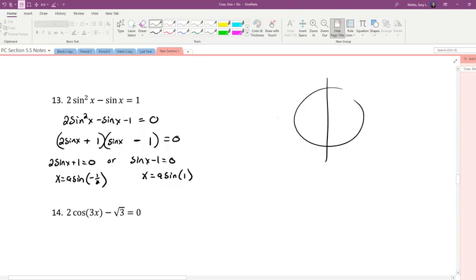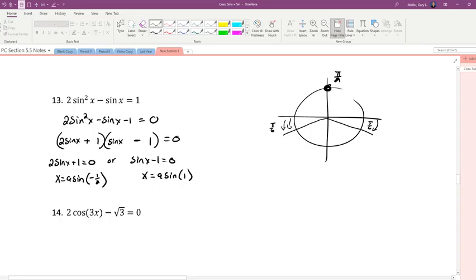Circle time. Arc sine of 1. Sine is going to be 1 when the y value is 1. So that's happening only here. Everywhere else is 0 or negative 1. The arc sine is negative 1/2. So that's pi over 6, but sine is negative. So we're looking at pi over 6 and pi over 6 here.